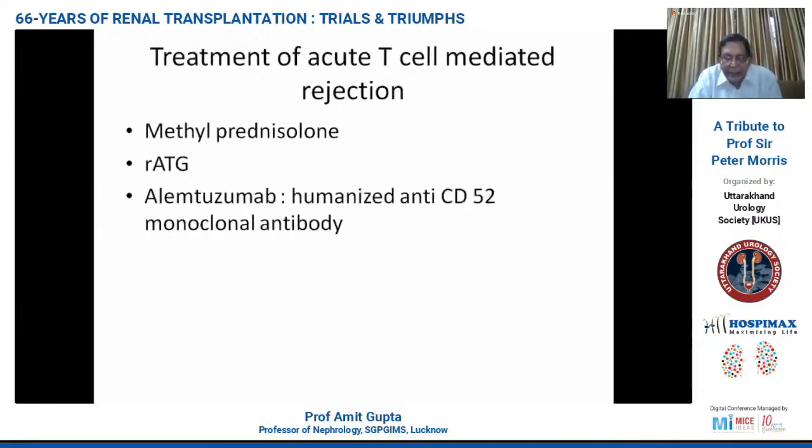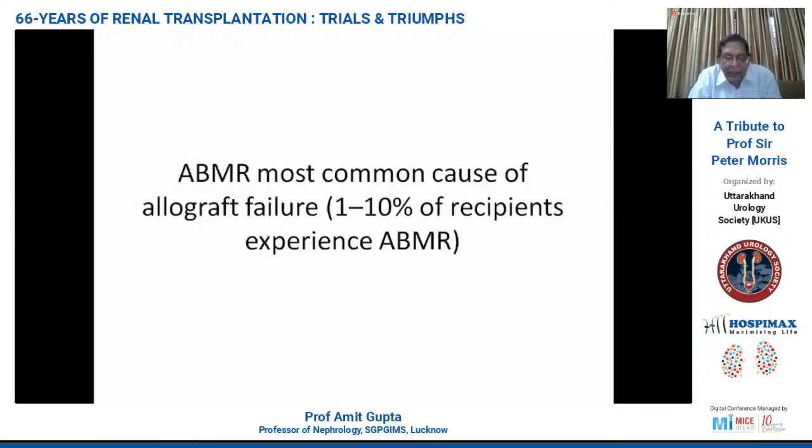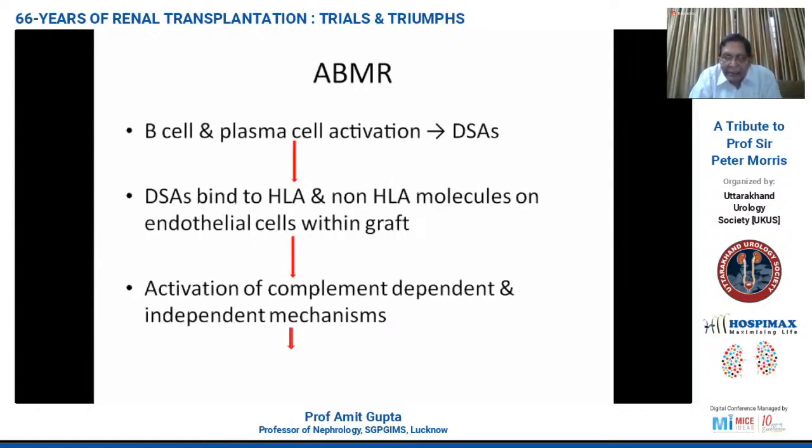The treatment, essentially, you start off with methylprednisolone. If you do not have any response, you try rabbit antithymocyte globulin. Alemtuzumab has been used in some studies, which is a humanized anti-CD52 monoclonal antibody. ABMR is the most common cause of allograft failure. About 1 to 10% of recipients experience ABMR.